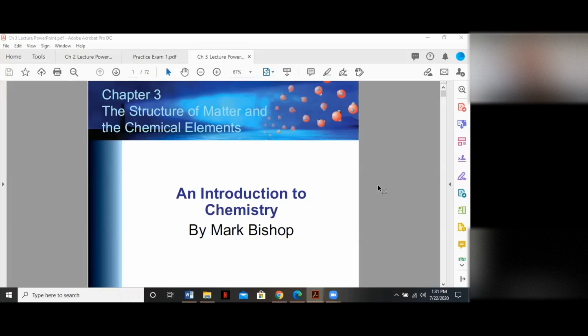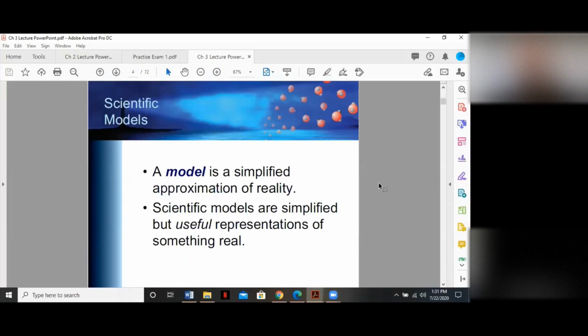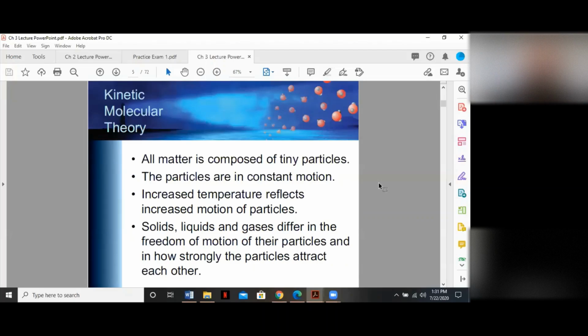So this chapter talks about a very important concept, that is kinetic molecular theory. What is the kinetic molecular theory? It explains the difference between the three different states: solid, liquid, gas states. Regardless what states we're talking about, we know that all matter is composed of tiny particles. And these tiny particles are always in constant motion. And that motion will be increased if the temperature is increased. This is something that is common between the three.